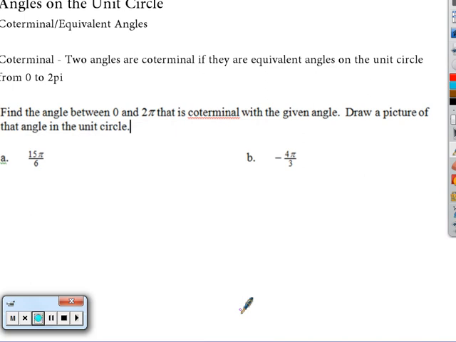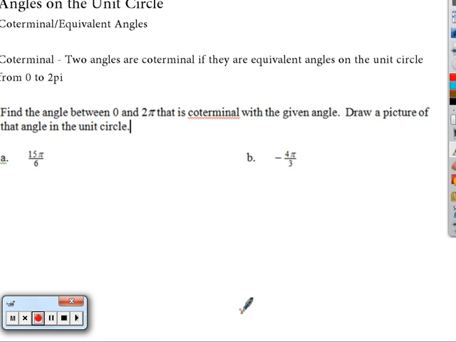So in this next discussion, we're going to talk about angles on the unit circle and what the word coterminal, or equivalent angles, means. Two angles are coterminal if they're equivalent angles on the unit circle from 0 to 2 pi. So you might have an angle that has gone around the unit circle more than 2 pi, but when you reduce that to just that first cycle of the unit circle, they would be equivalent angle measures.